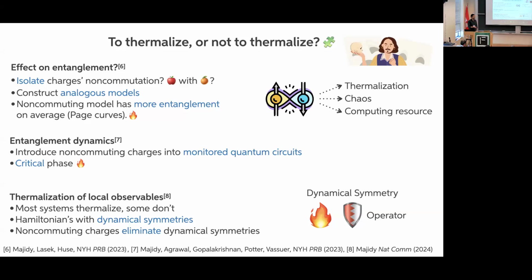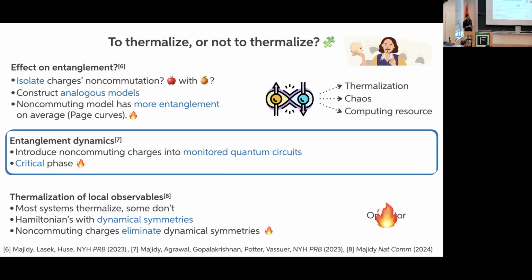So we're going to focus on this middle work here, but this is where it fits in on the larger picture of what we're studying right now, trying to resolve this puzzle and understand how non-commuting charges really affect thermalization.